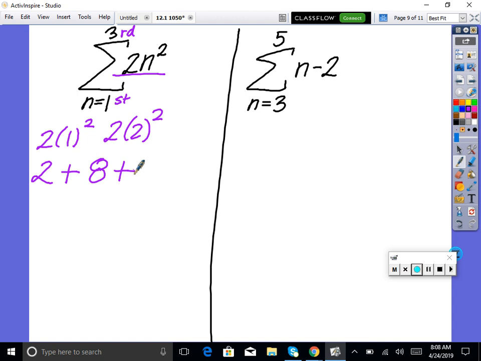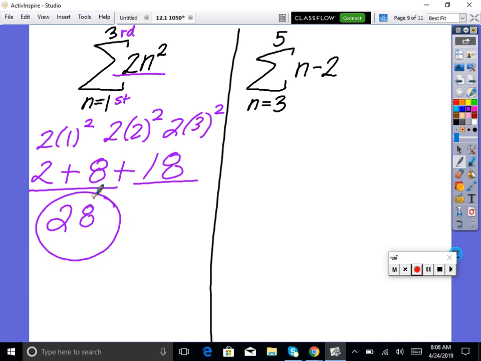Plus. Then we're stopping at the third term. So that'd be plugging in a 3 right here. So then 2 times 3 squared. 9 times 2 is 18. So do you guys see how this says find the sum of the first through third term? And that created 2, 8, 18. So then that would be 18 plus 10, which is 28. So the answer is 28.